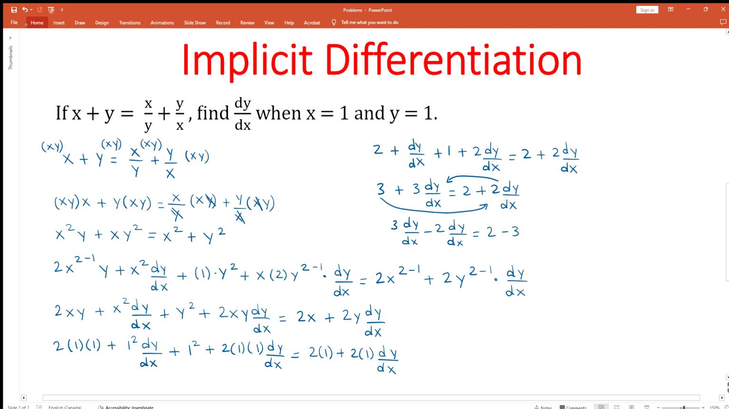3 dy over dx minus 2 dy over dx is equal to 1 dy over dx, or just dy over dx. And 2 minus 3 is equal to negative 1. This should be the final answer for this problem. So these are the steps you have to keep in mind to solve a problem like this one.